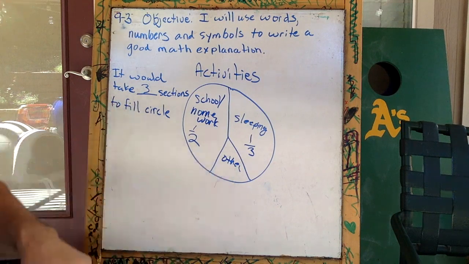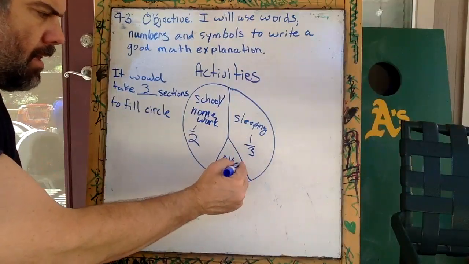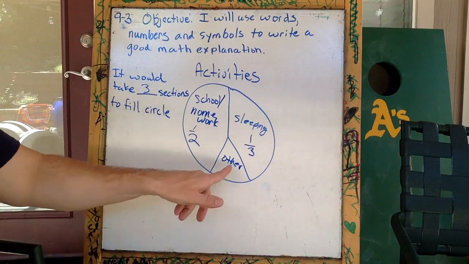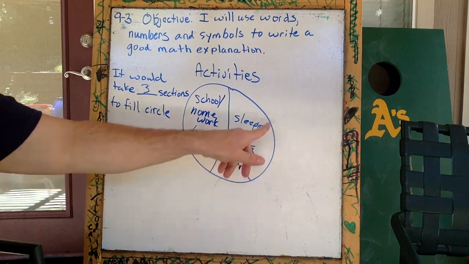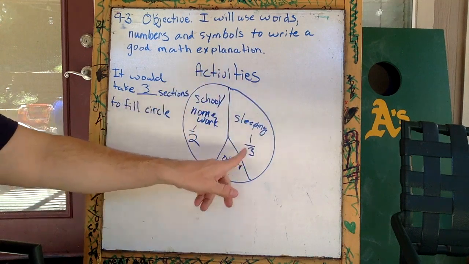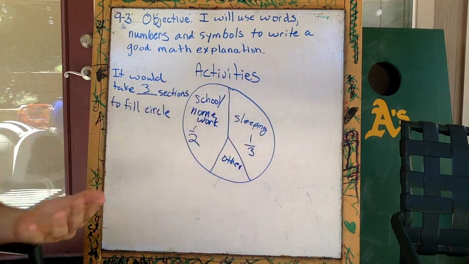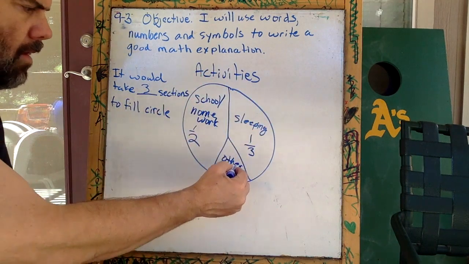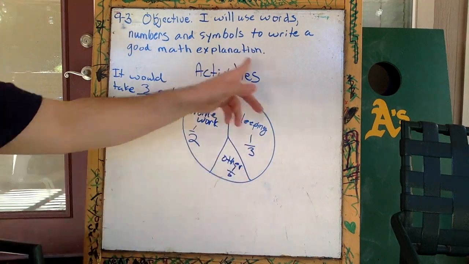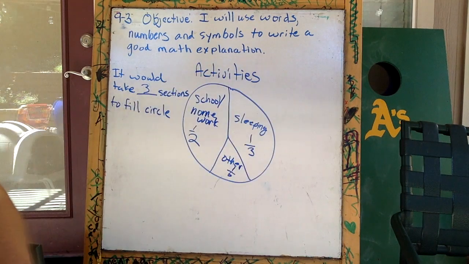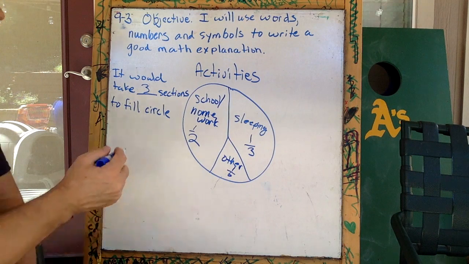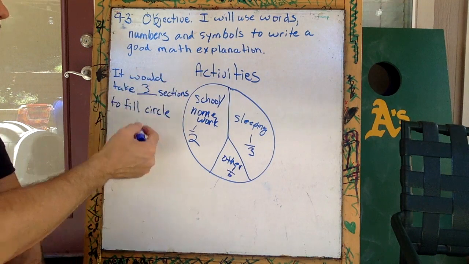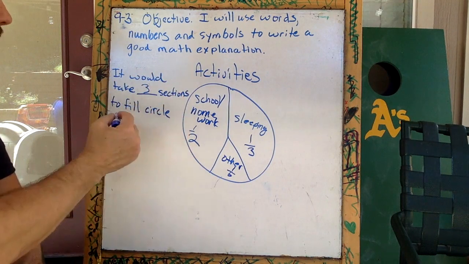What about this other random stuff, the Fortnite, everything else? How many of these sections would it take to fill this circle? We'll just kind of estimate. 1, 2, 3, 4, 5, probably around 6. So this section represents 1/6 of the whole. Okay. So this is how you can answer that question, right? It would take 3 sections to fill the circle.